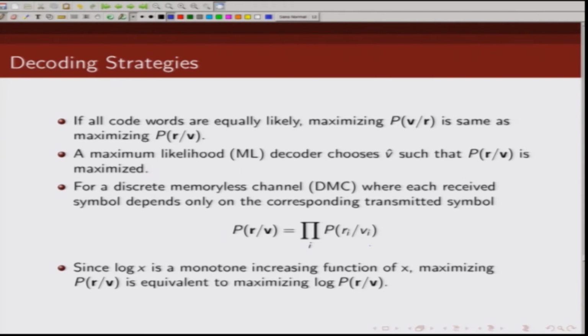Now, since log of x is a monotonically increasing function of x, maximizing this probability is equivalent to maximizing log of the probability of R given V. If we do that, then the product becomes a summation. So log of the probability of R given V will become a summation, with some log term inside, and this is much easier to compute.